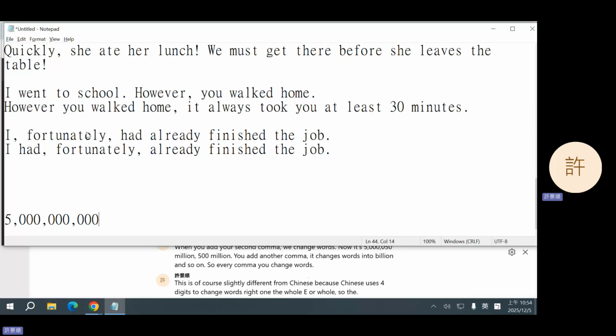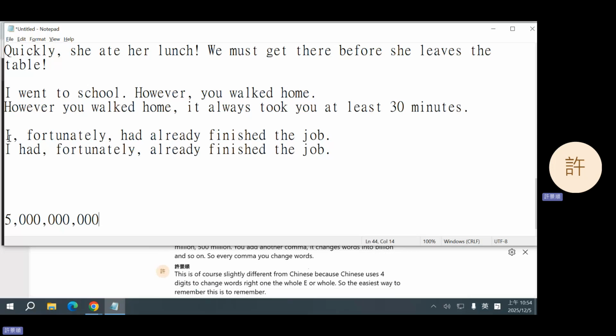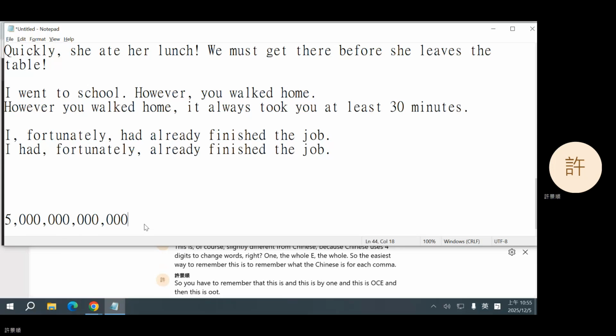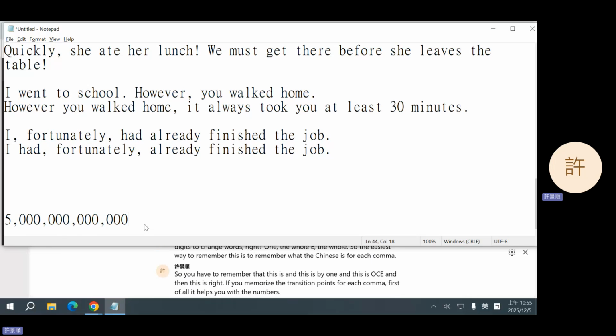So the easiest way to remember this is to remember what the Chinese is for each comma. So you have to remember that this is 5,000, and this is 500万, and this is 50亿, and then this is 5兆. Right? If you memorize the transition points for each comma, first of all, it helps you with the numbers because now you know how many numbers. But it also helps you with the English because the English follows the commas. So if you just memorize every 3 digits, it's easier to transition, right?